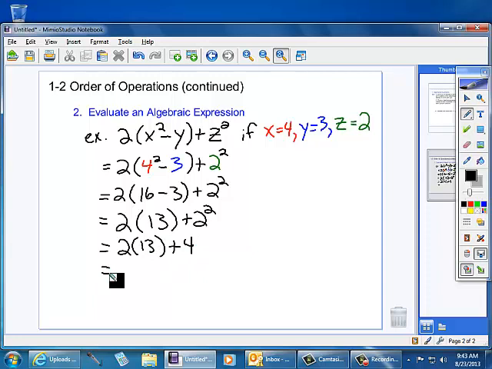Multiplication and addition, we do multiplication first. 2 times 13 is 26. And the final operation, 26 plus 4 is 30.